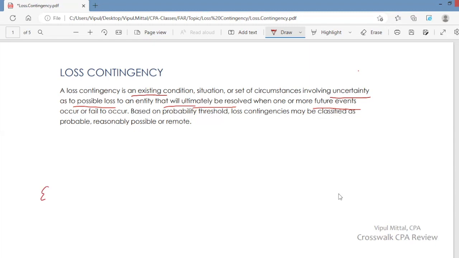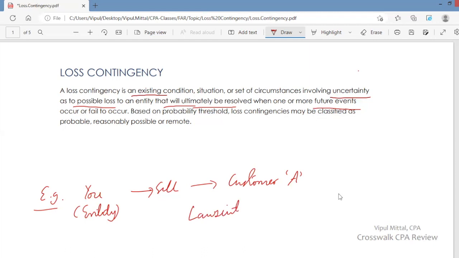Right. For example, you sell a product to customer A, and the product is faulty. Because of this, customer A suffers damages, customer A suffered losses, and customer A files a lawsuit against you and claims $600,000 as damages. Now, this is a loss contingency.